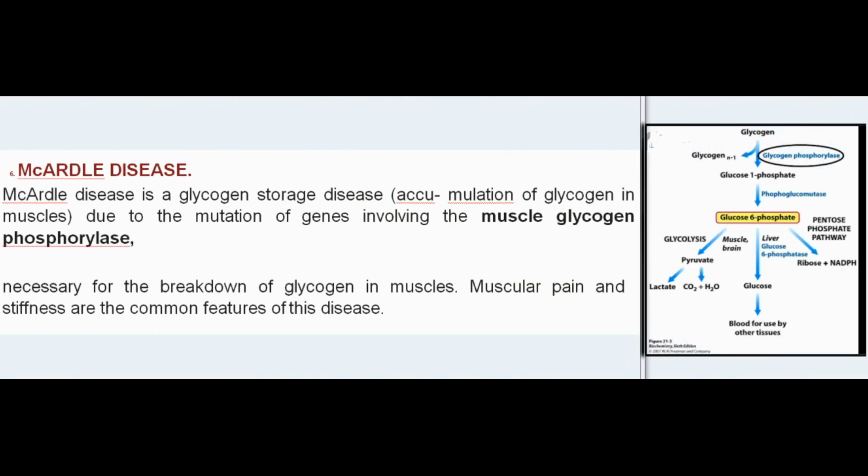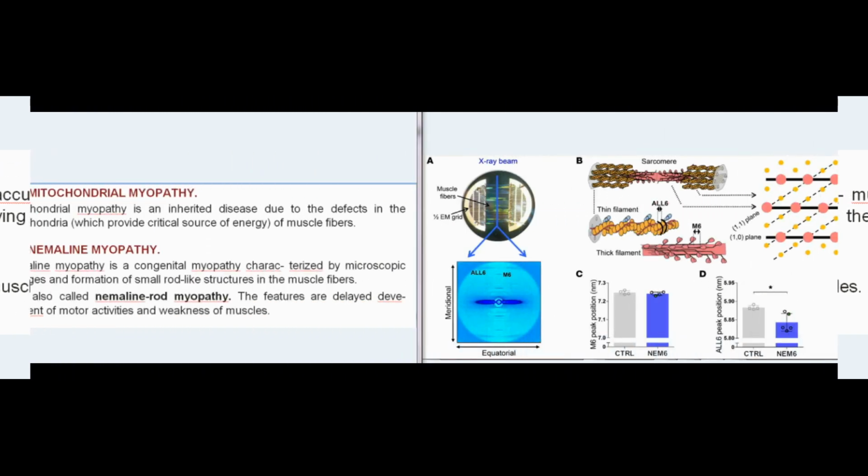6. McArdle disease. McArdle disease is a glycogen storage disease, accumulation of glycogen in muscles, due to the mutation of genes involving the muscle glycogen phosphorylase, necessary for the breakdown of glycogen in muscles. Muscular pain and stiffness are the common features of this disease. 7. Mitochondrial myopathy. Mitochondrial myopathy is an inherited disease due to the defects in the mitochondria, which provide critical source of energy, of muscle fibers.